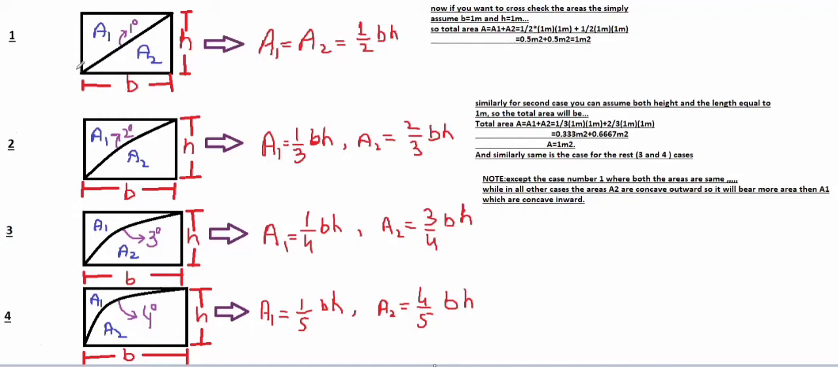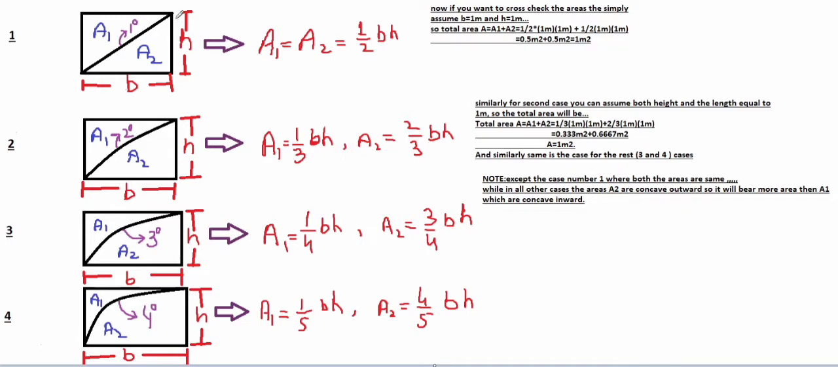Hi, welcome. Today we are going to calculate the areas of parabolic curves. These are the triangles in which one side is parabolic to 2 degree, 3 degree and 4 degree, and this is 1 degree. Now we are going to calculate their areas. So A1 is the first triangle and A2 is the second triangle.